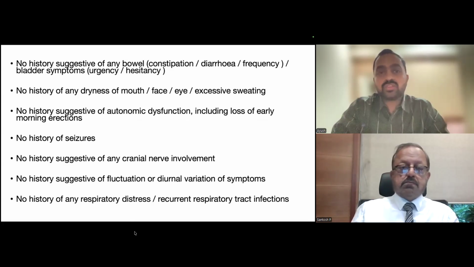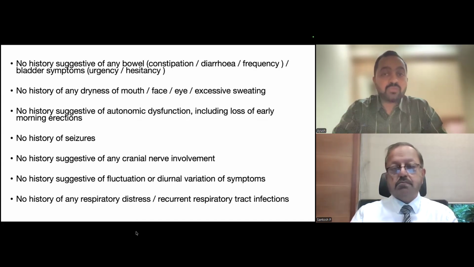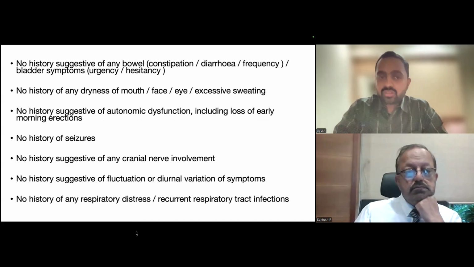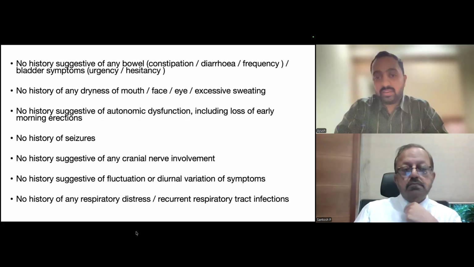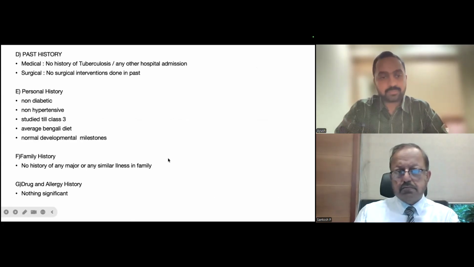There is no history suggestive of any bowel or bladder symptoms, no history of any dryness of mouth, face, or eye, or excessive sweating, no history suggestive of autonomic dysfunction, including loss of early morning erection, no history of seizures, no history of any cranial nerve involvement, no history suggestive of fluctuation or diurnal variation of symptoms, no history of any respiratory distress or recurrent respiratory tract infections.